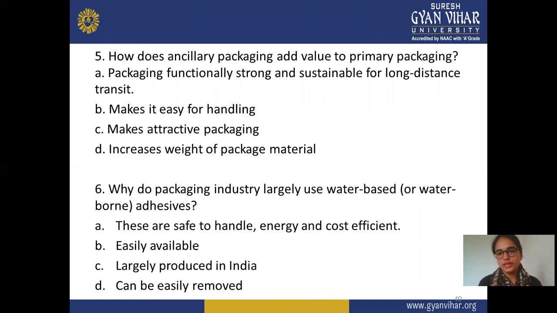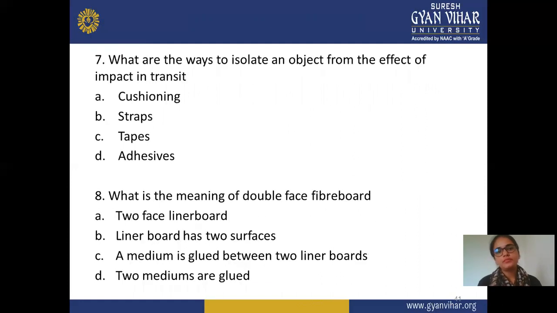These are safe to handle, available, largely produced in India, and can be easily removed. Next is the seventh question: what way isolates from the effect of impact in transit? A is cushioning, B is strip, C is strips, and D. In the eighth question, what is the meaning of double face fireboard? A is a two-face line board, B is a liner board that has two surfaces, C is a medium divided between the two liner boards, D is two mediums are glued.